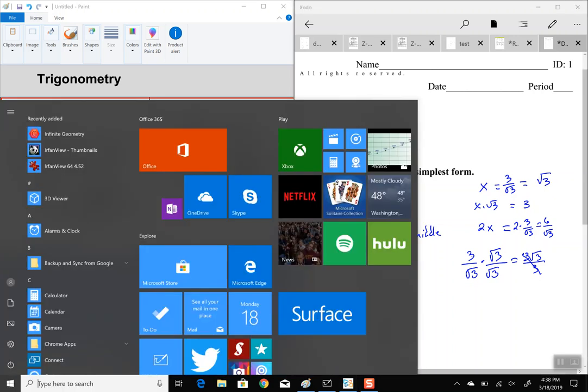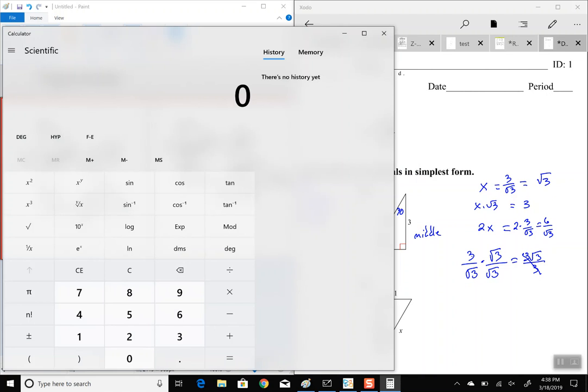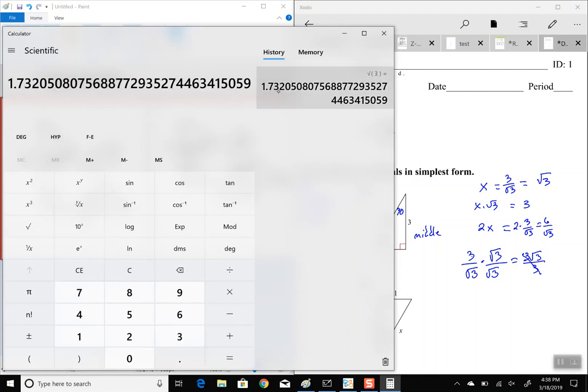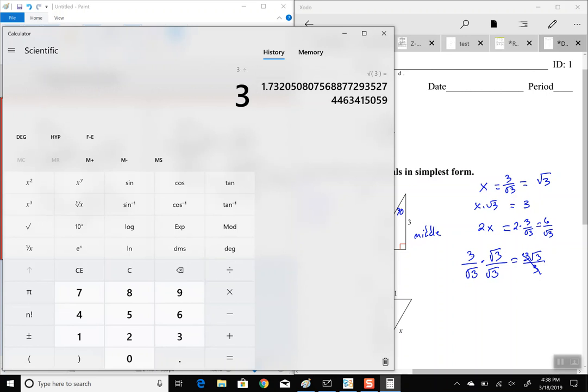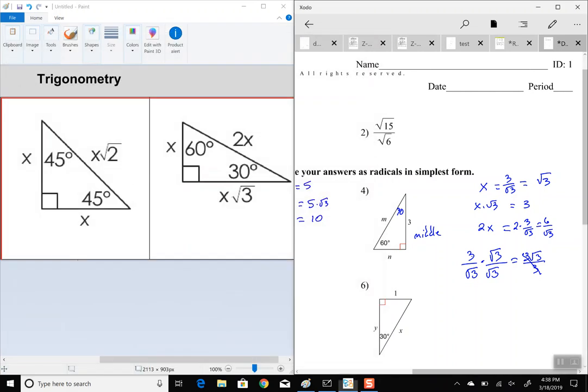And to prove that, let's look on the calculator. So I'm going to do square root of 3, which gets me this number, 1.7320 and so on. And then is that the same thing as 3 divided by the square root of 3? And it is. You can see that I get the same number. They are equal to the exact same thing. So I have simplified that as much as possible.